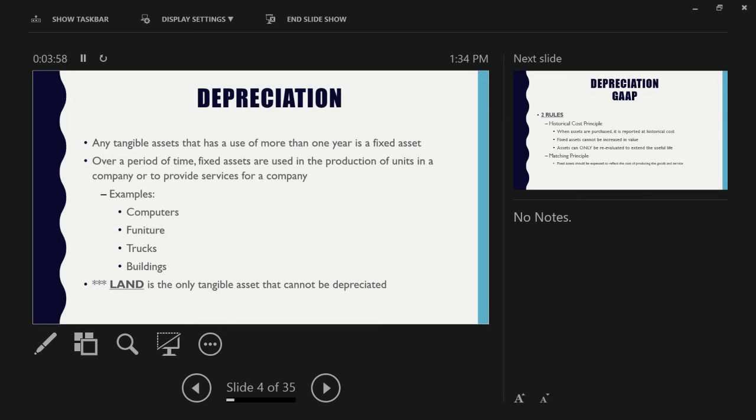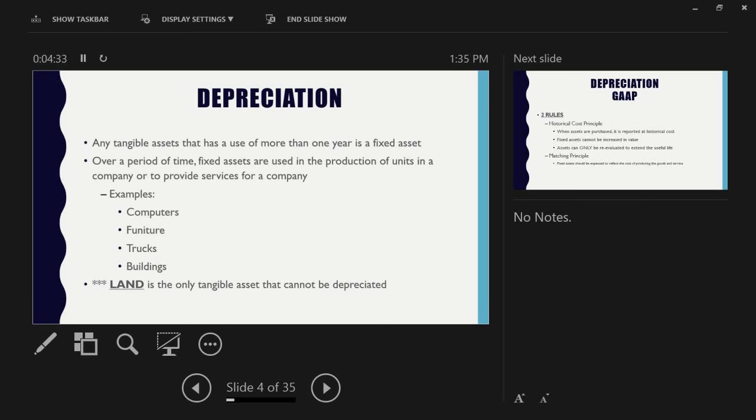But you know how they always say in property management, oh, I purchased this land for $10, now it's worth $100,000? No. In accounting, it does not work that way. If you bought it for $10, it's still going to be $10, unless you sell it and recognize the gain. But for this fixed asset, land is the only one that cannot be depreciated. There's actually a different terminology for it. It's called depletion.